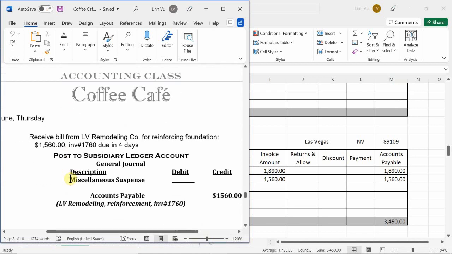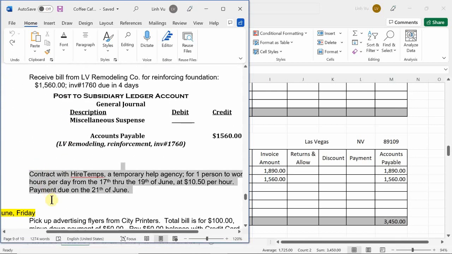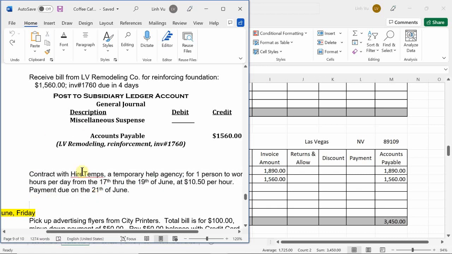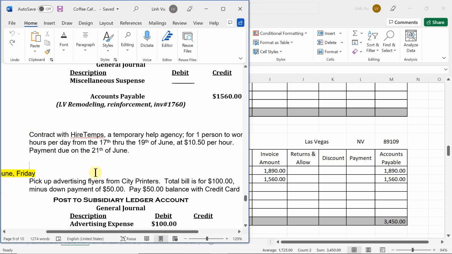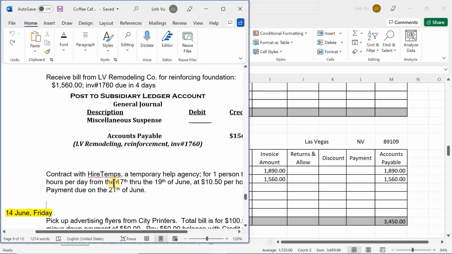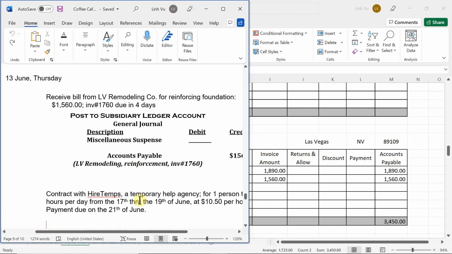And I think this is where I'm going to stop for today. Actually, we could do the next transaction since it's not dealing with journalizing, and then we'll finish up the rest on the 14th of June, Friday. So let's just do this last quick one real quick.